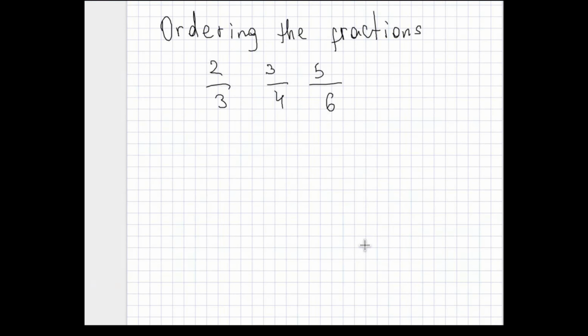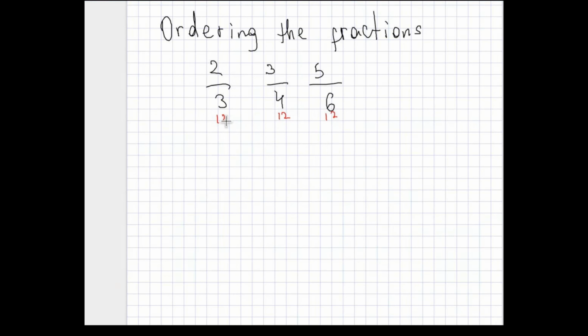To order them, we need to have something the same. We have to make the numerators or denominators the same. It's up to you. I prefer here to make the denominators the same. For 3, 4, and 6, I know that 6 divides by 3, so 6 could be a common multiple. Let me look at 4 and 6. The common multiple for them is 12. So it should be 12.